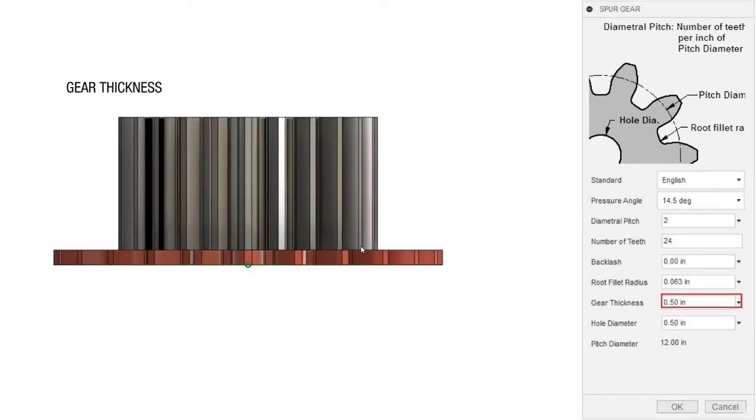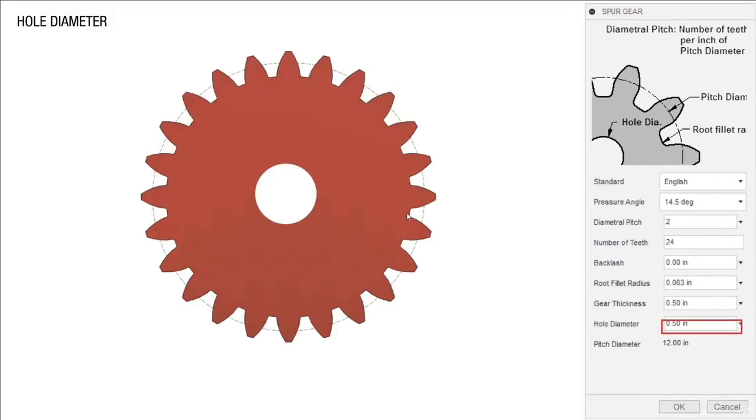Now the gear thickness is very obvious, just like the number of teeth. It's just how high or how thick the gear is. The hole diameter is also just what it sounds like. It's the diameter of the inner hole.